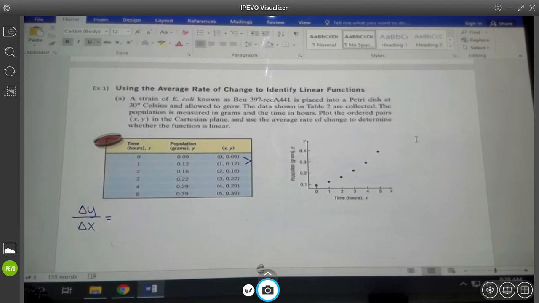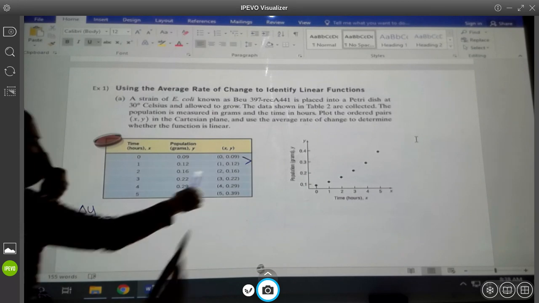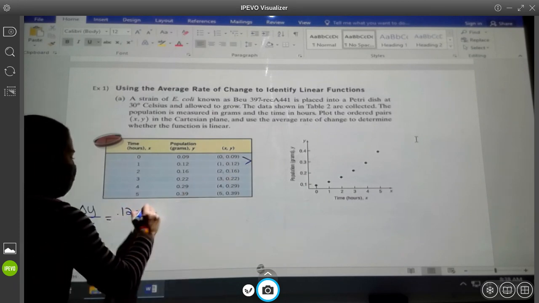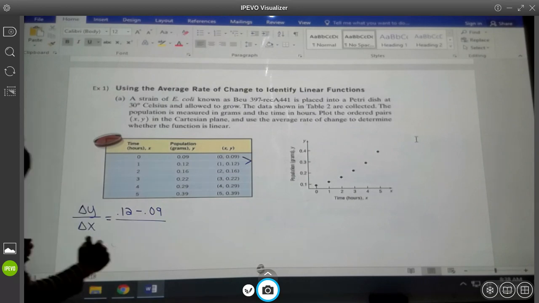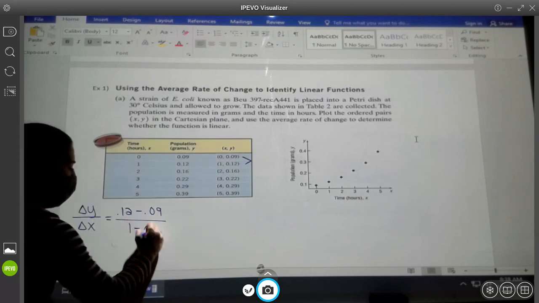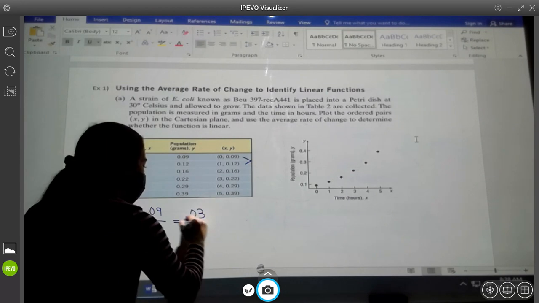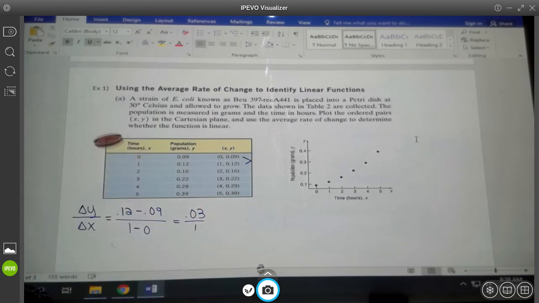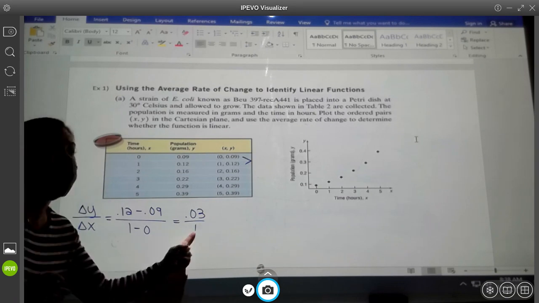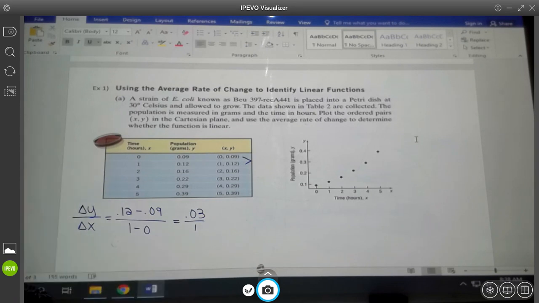So I'm going to do 0.12 minus 0.09 over 1 minus 0. So it's going to be 0.03 over 1. So it's saying that the population is growing by 0.03 grams per each 1 hour. As long as all the other data points have the exact same slope, we're golden. It's a linear function. Let's find another slope.